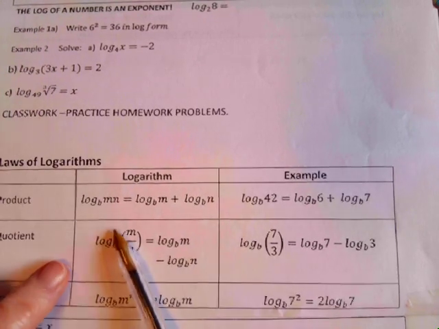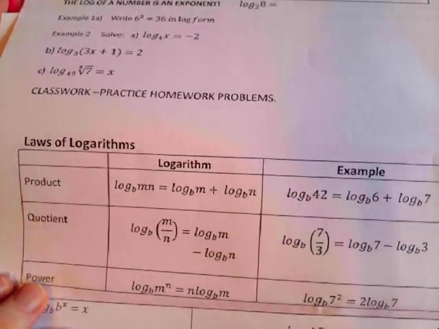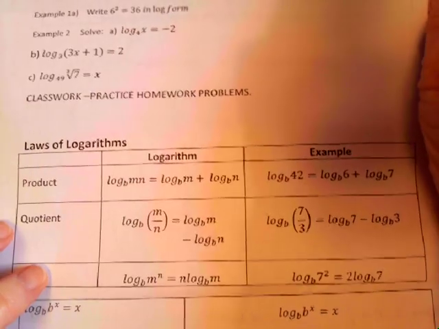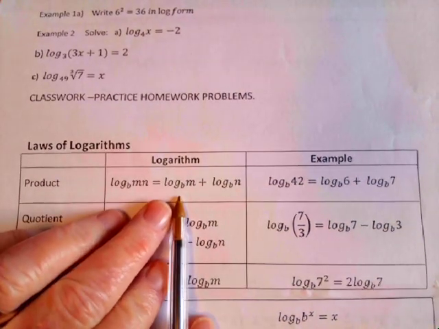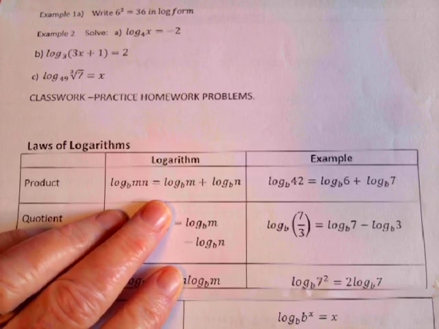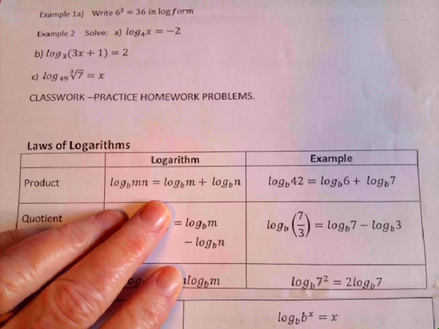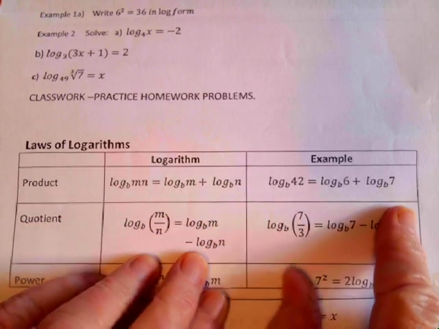Product property. Log B of mn equals log B of m plus log B of n. Example, log B of 42 equals log B of 6 plus log B of 7.